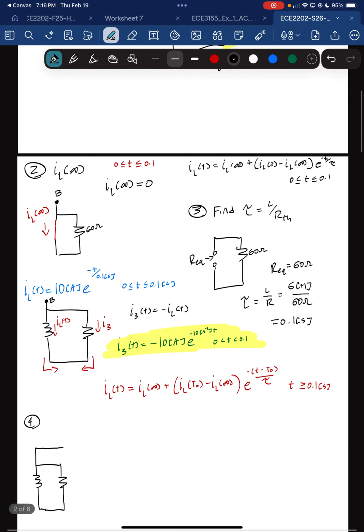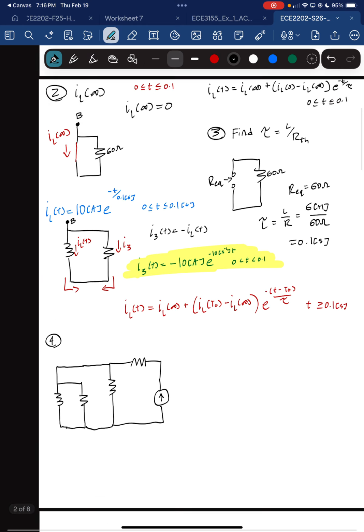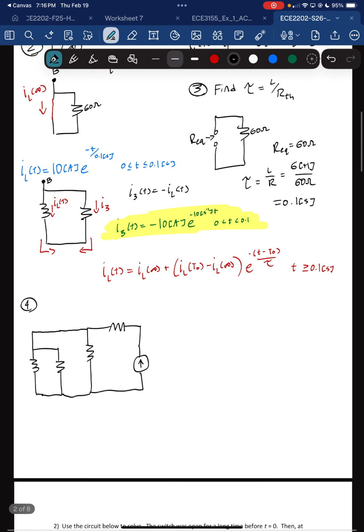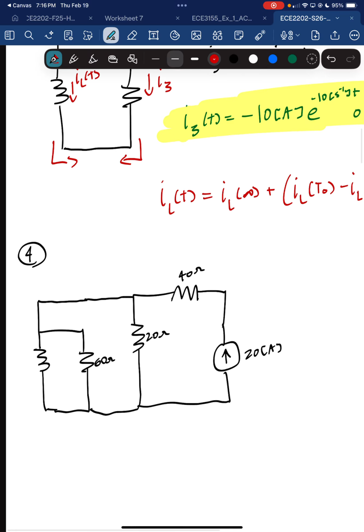All right, resistor. Current source. All right, and we have 60, 20, 40, 20 amps, ohms, ohms, ohms. All right.